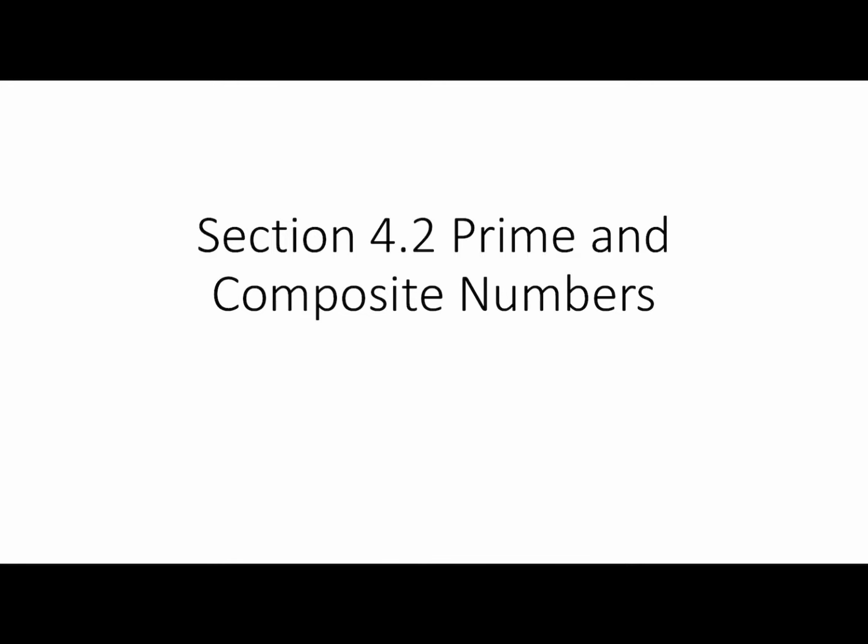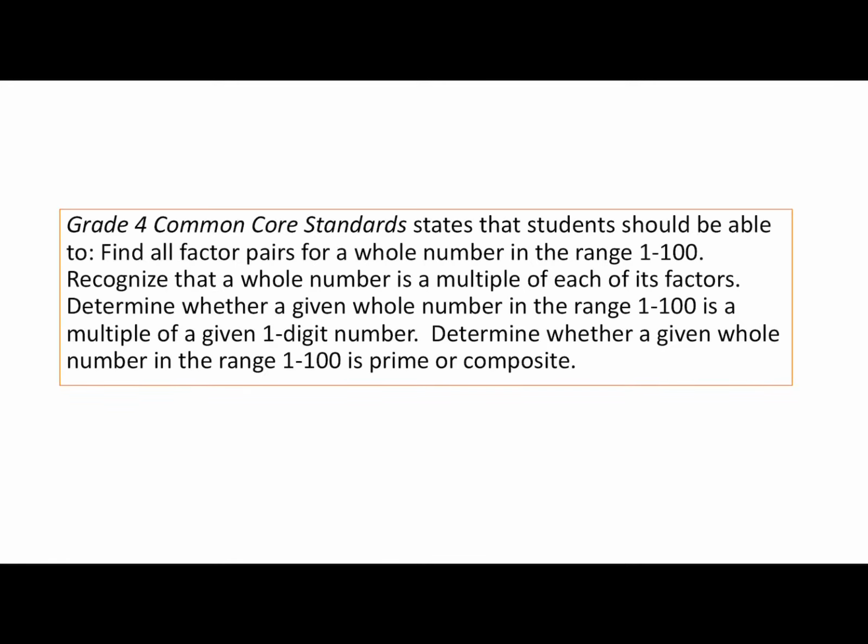All right, section 4.2 is prime and composite numbers. Grade 4 Common Core says that students should be able to find all factor pairs for a whole number from 1 to 100. They should know that a whole number is a multiple of each of its factors. Determine whether a given whole number between 1 and 100 is a multiple of a given one-digit number. And determine whether a given whole number in the range from 1 to 100 is prime or composite. Those are the things we're going to be looking at in this section.